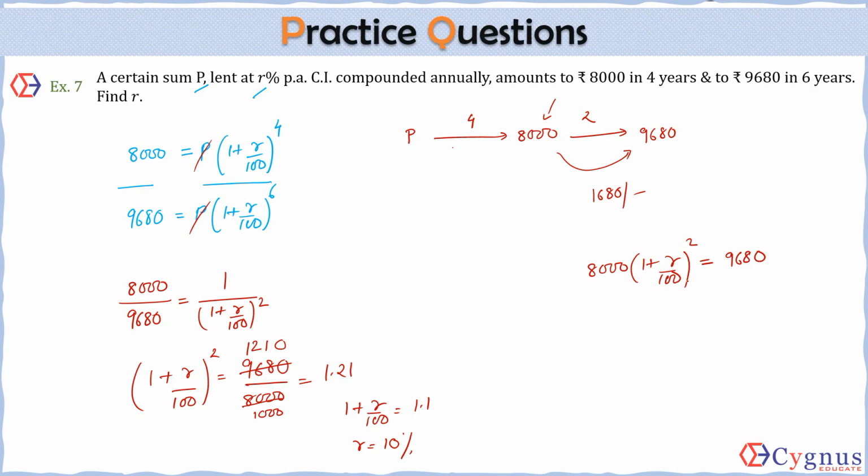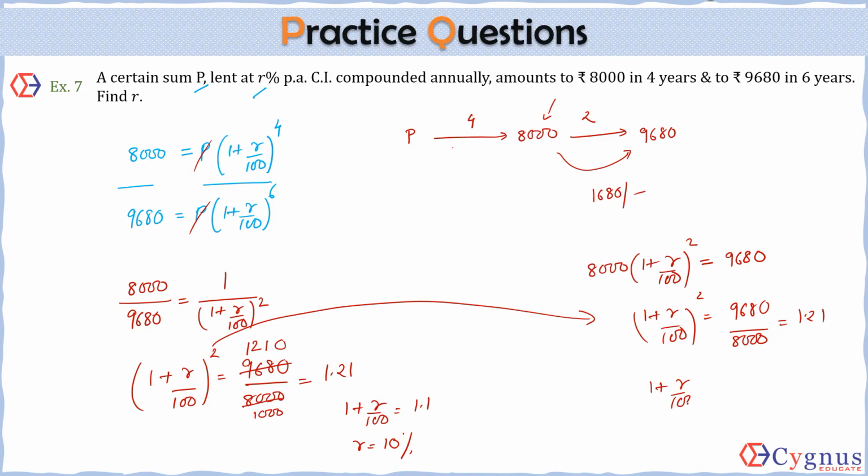Now 8,000 into 1 plus r by 100 square is 9680. That means 1 plus r by 100 whole square is equal to 9680 by 8,000. Look at this. Both the equations are the same. You get it directly here. And this was equal to 1.21. So 1 plus r by 100 becomes 1.1. That's why the value of R becomes 10%. So this can be used as a shortcut. Fine. Let's see another one.